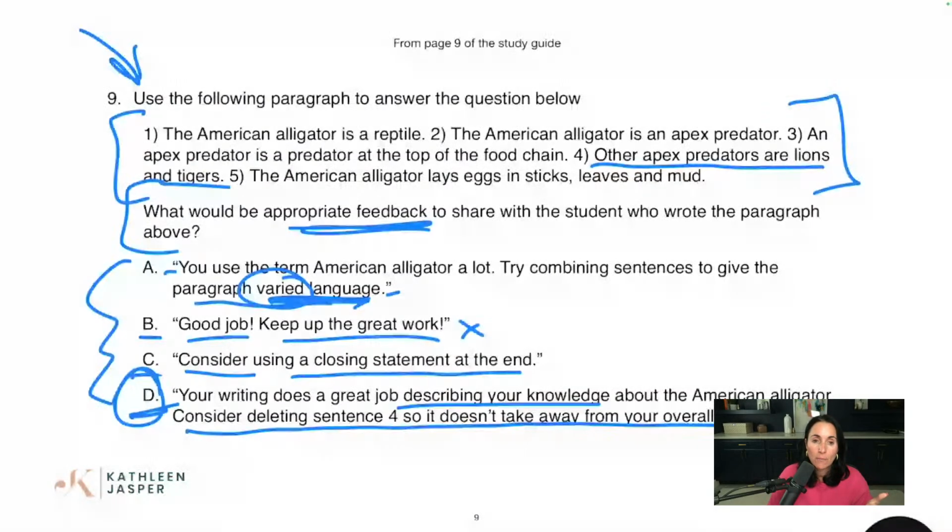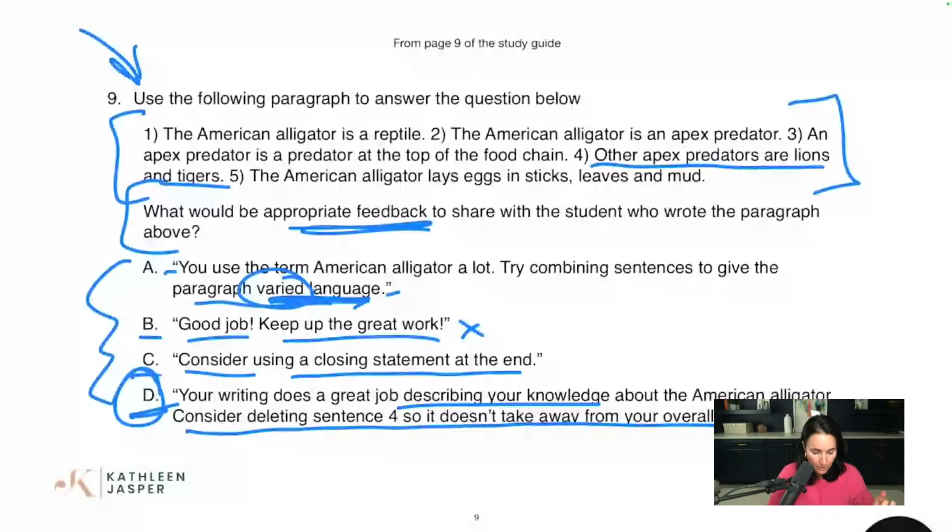But there is no positive here. It's just, hey, you use this term a lot, try combining sentences. A is okay. It's the distractor, but D is a better answer. And when I say distractor, it's the almost correct answer. Go with the definite correct answer.